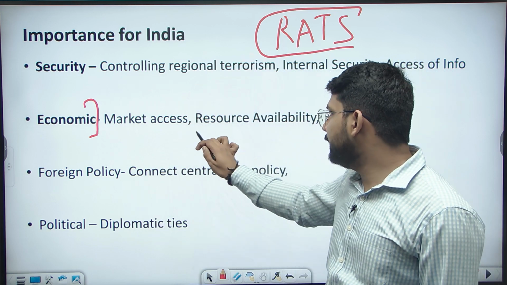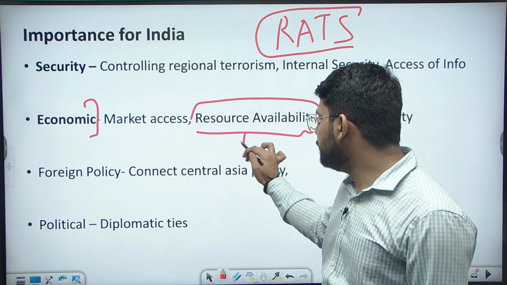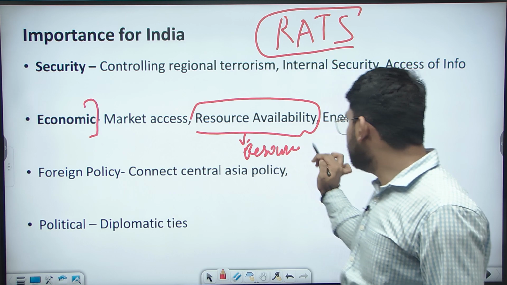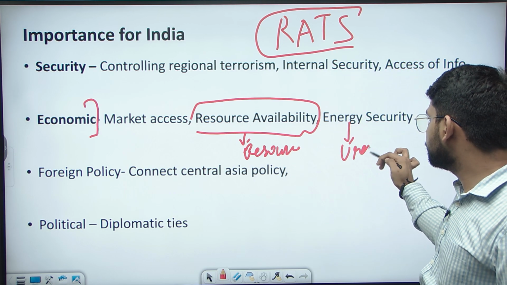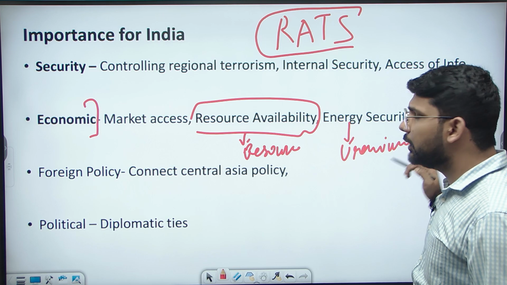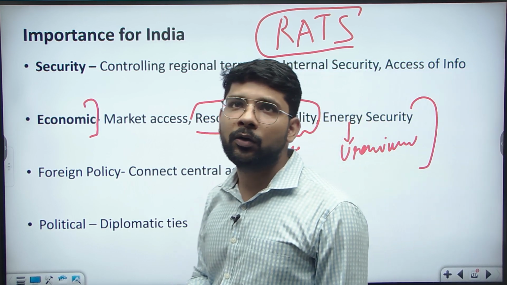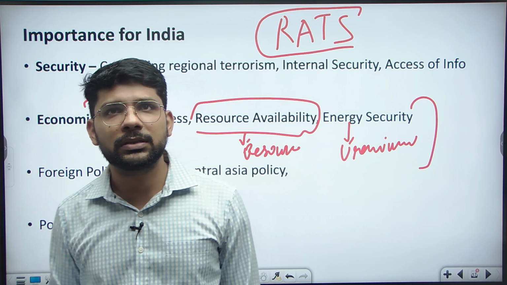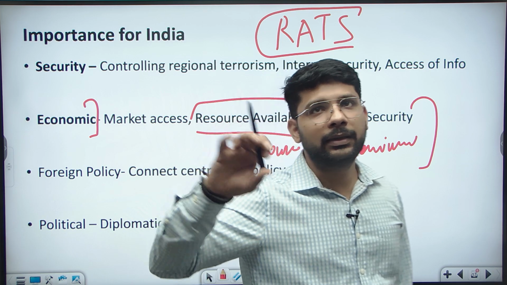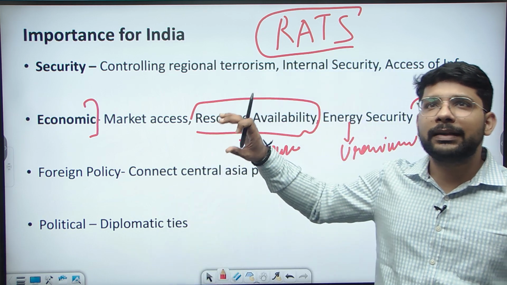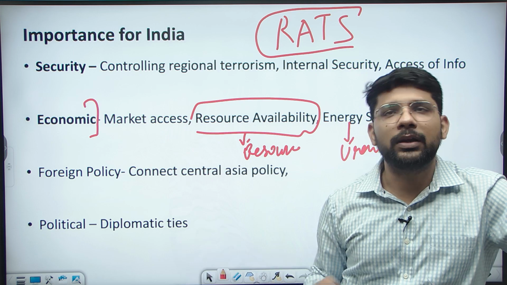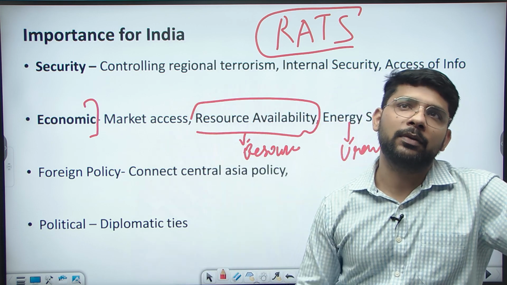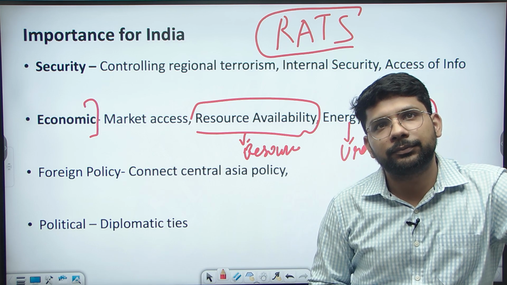Then, resource availability. The Central Asian region is rich in various resources. It is rich in uranium and some other resources which are unexplored till now, but they have huge resources for energy, uranium, and other things. So for resource availability and energy security, you will write the example of uranium. This is the economic perspective on the importance for India.